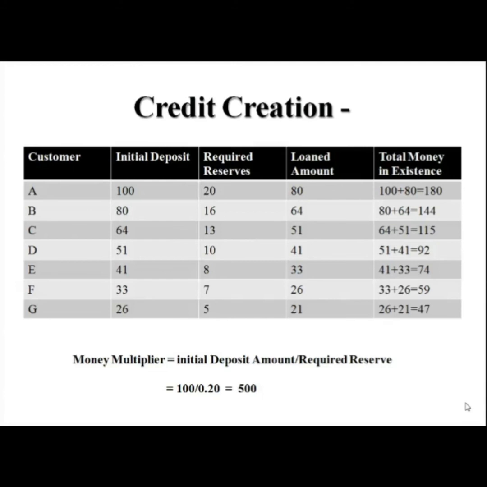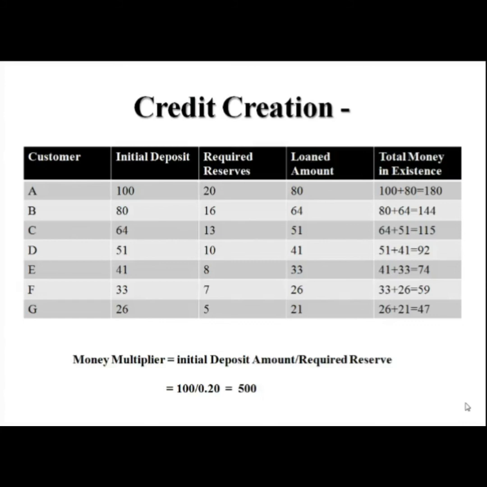With this amount of reserves, let's see how banks in India create credit. Suppose that there is a customer A and he goes to bank 1 to deposit 100 rupees. Now as per policy, bank 1 keeps 20% as reserves, that's 20 rupees as reserves, and loans out 80 rupees to customer B. With this, there are now 180 rupees into existence. That is 100 rupees of the customer A and 80 rupees of the loan given to the customer B.